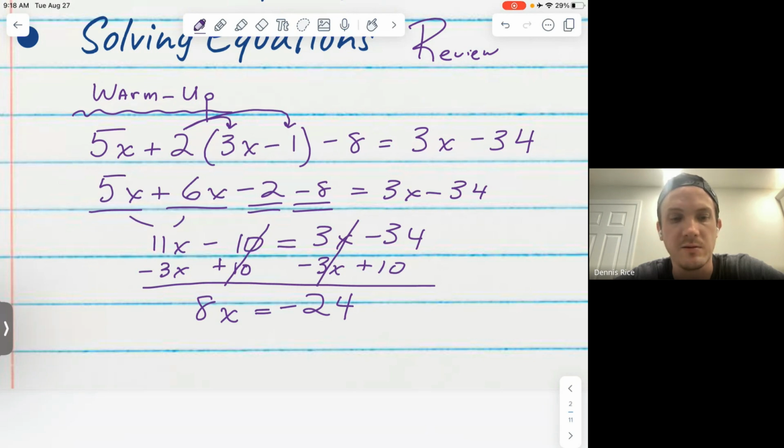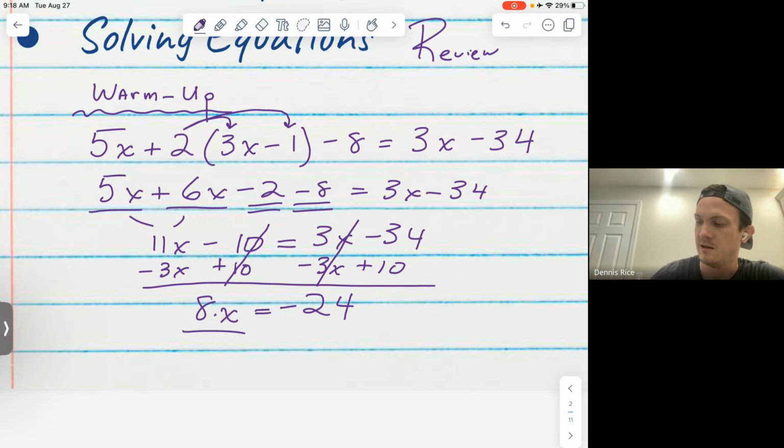Now we have 8x equals negative 24. Last step, I want to get rid of that times 8. I'm going to divide by 8. Negative 24 divided by 8, we get a final answer of negative 3.